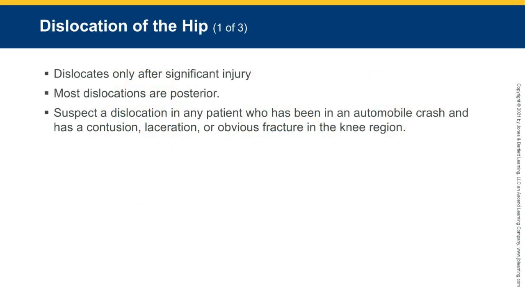Hip dislocations occur only after significant trauma, such as a high-speed car accident. In most cases, the femoral head dislocates posteriorly, pushing it out of the hip socket. Any patient involved in a severe crash with injuries around the knee or hip should be suspected of having a hip dislocation until proven otherwise.